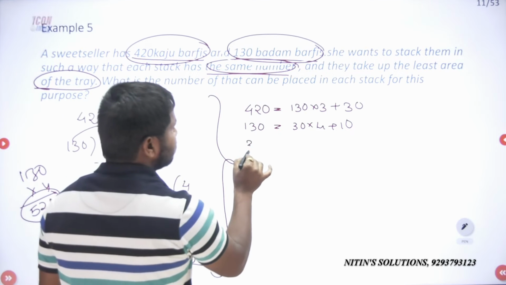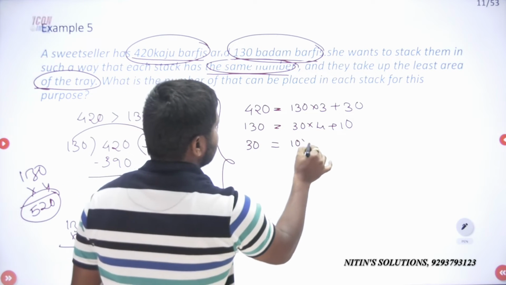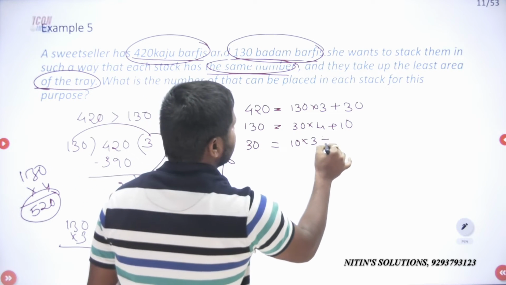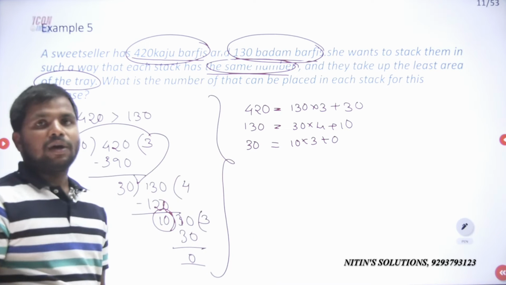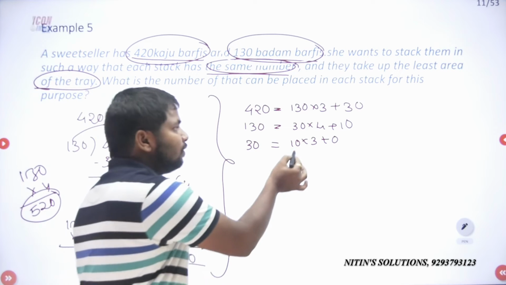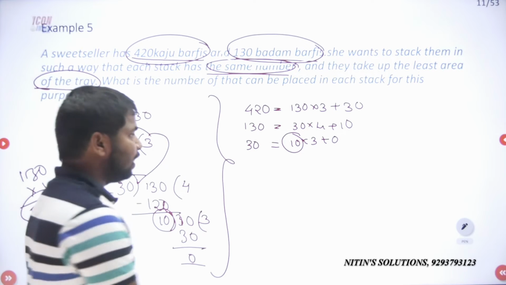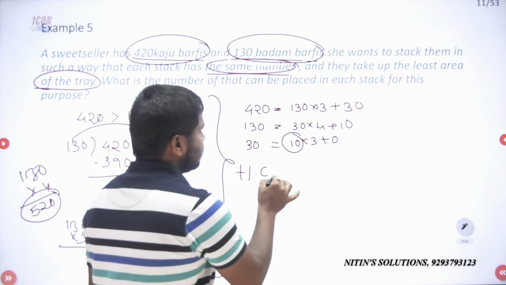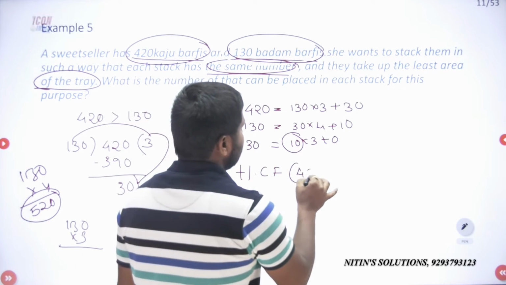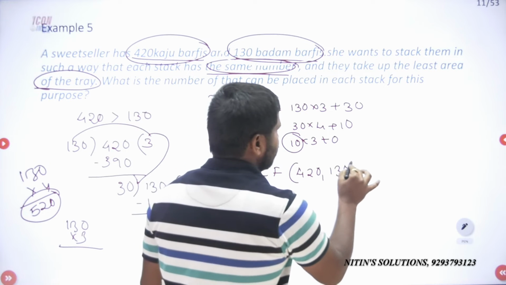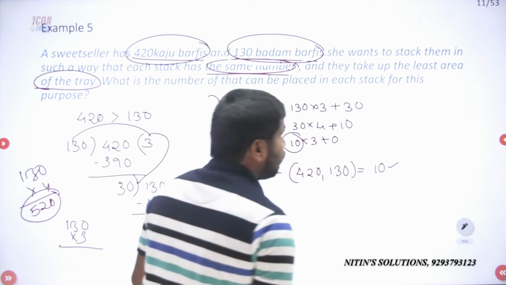Now again divide 30 by 10. When you divide by 10, 10 into 3 is 30, so the remainder will be 0. Whenever we get 0 as a remainder, whatever the divisor is, that divisor acts as the HCF. Now the HCF of 420 and 130 is how much? 10.